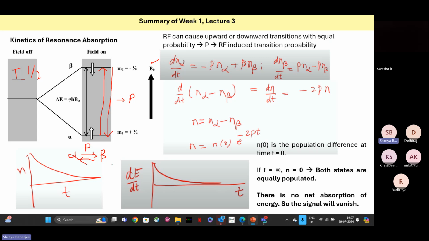So if you imagine a reaction like this, alpha going to beta and beta going to alpha, with a rate constant or probability of P, so we can easily write out the rate law. So dn alpha/dt will be minus P n alpha, because the alpha population is reducing. So it is minus P n alpha, and depending on the beta concentration, it is plus P n beta.